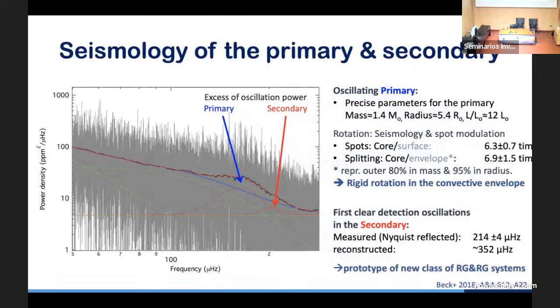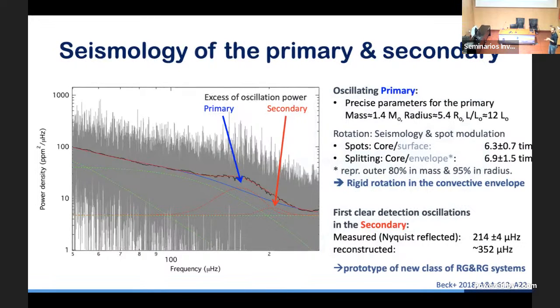It's the prototype of binaries with two oscillating components. So we have two red giants of which both are oscillating, which means we can apply the seismic toolbox to both of them if we get enough signal to noise, which is honestly only the case for the primary, but this was good because we could show the evolutionary state, we could constrain the co-rotation and compare it with the spotted light curve, and they agree within the error bars.